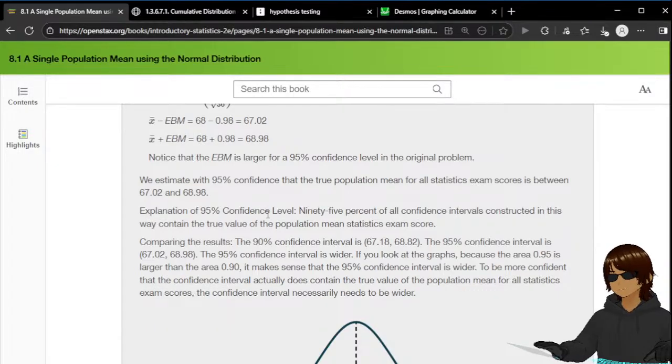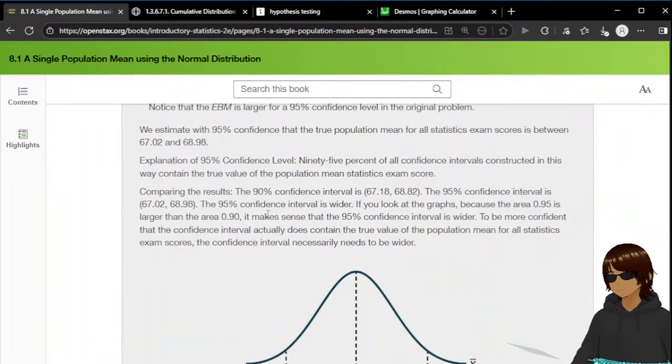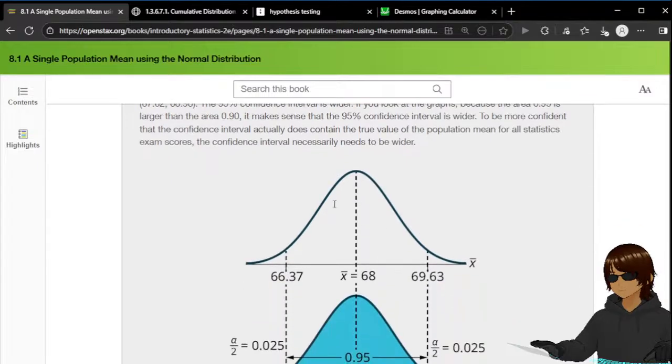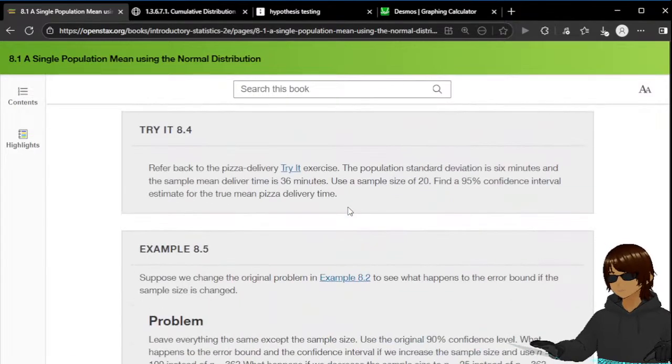Explanation of the 95% confidence level: 95% of all confidence intervals constructed in this way contain the true value of the population mean statistics exam score. Comparing the results, the 90% confidence interval is 67.18 to 68.82. The 95% confidence interval is this. The 95% confidence interval is wider. Yeah, I mean, that makes sense.